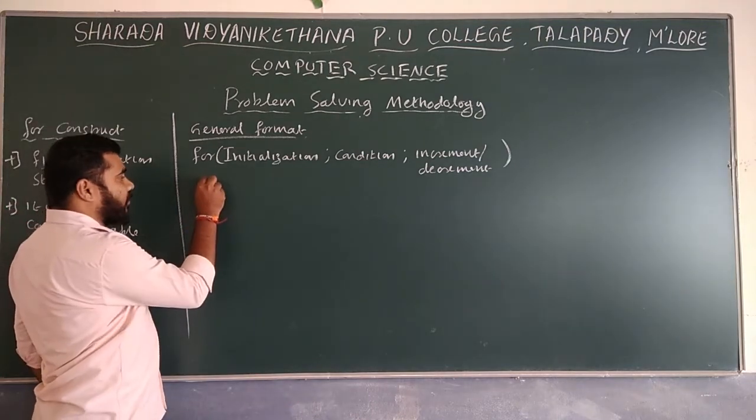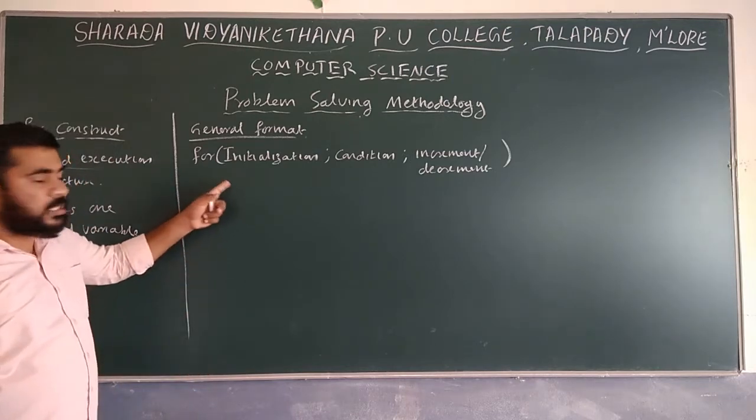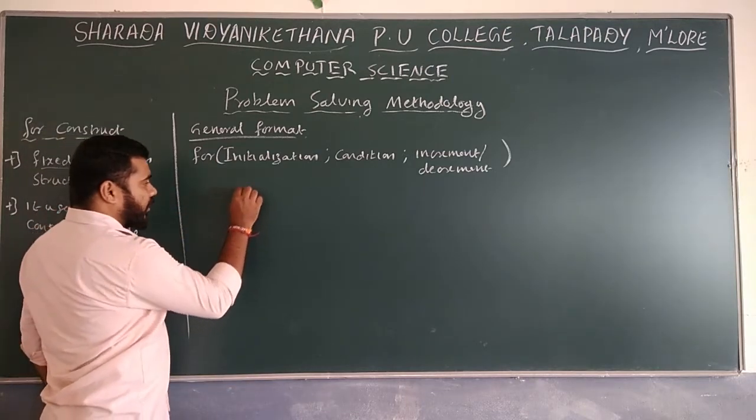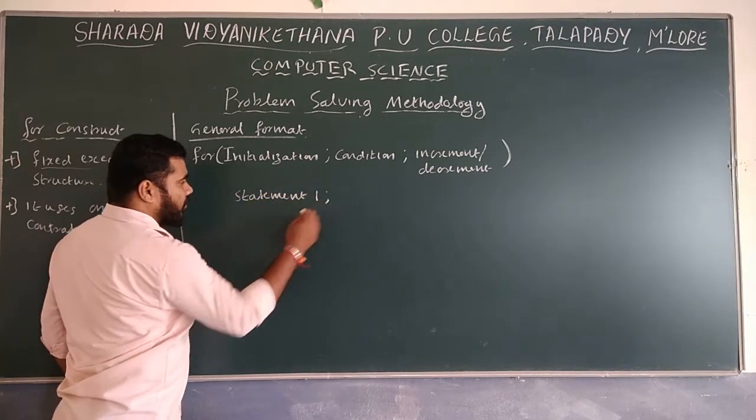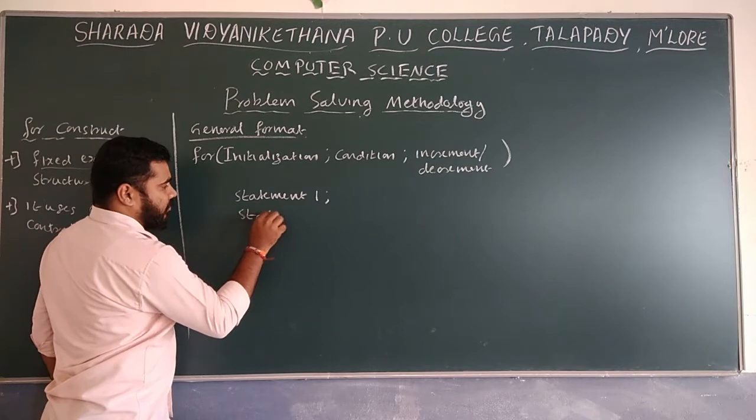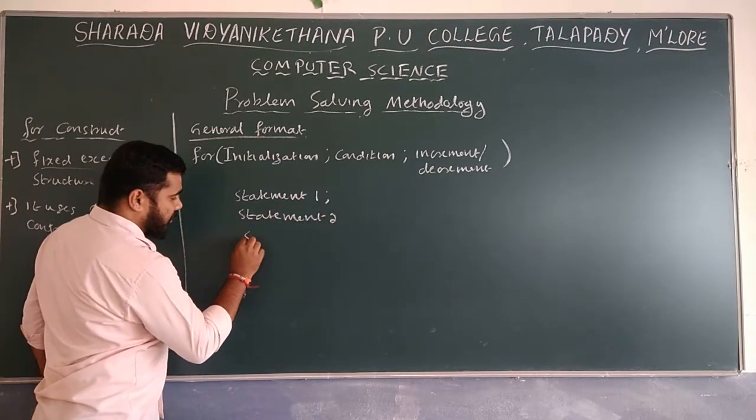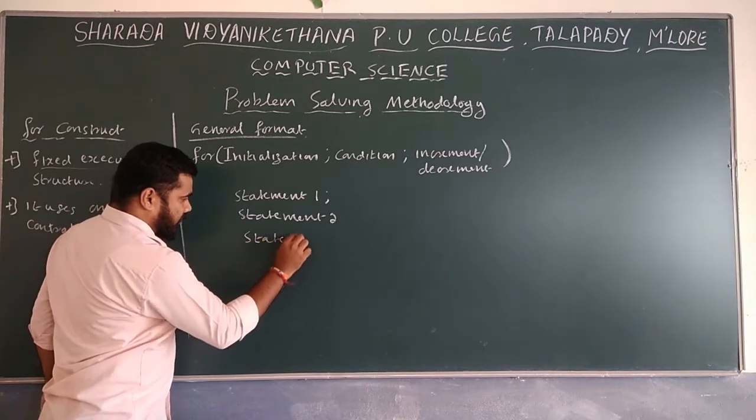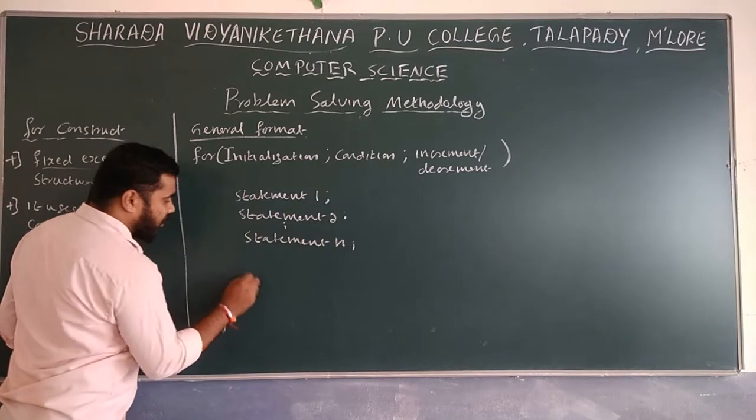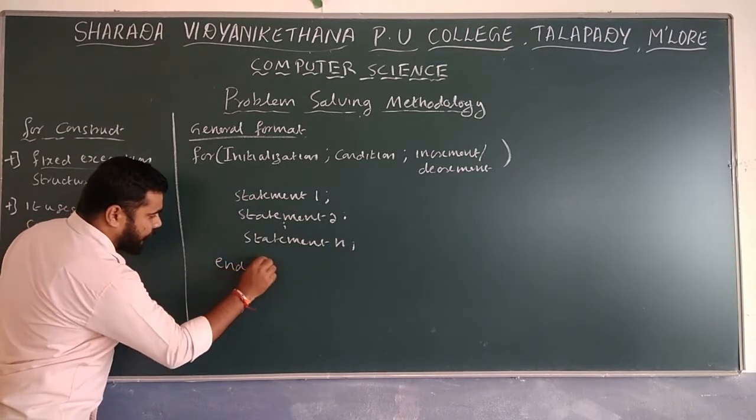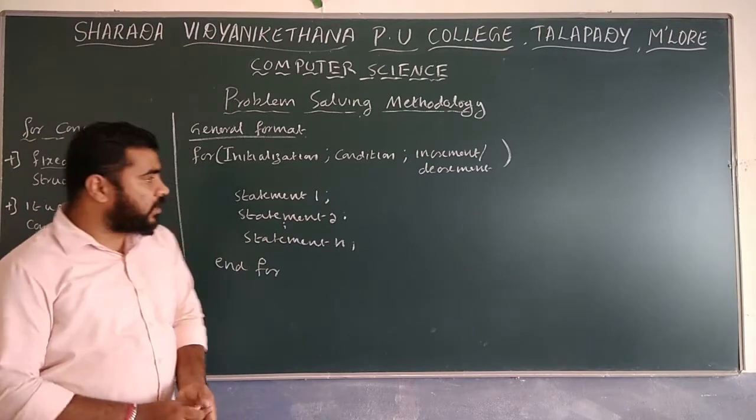Then after that, normally we use an open curly bracket, if you want, you can use it, and write the statements: statement 1, statement 2, next statement. We don't know the total number of statements, so statement 1 up to statement n. So this is the general format. Here you can see the general format.